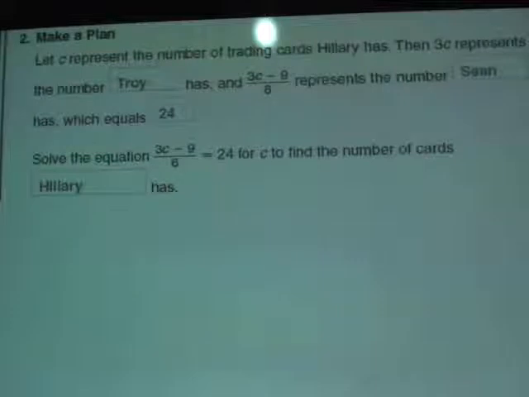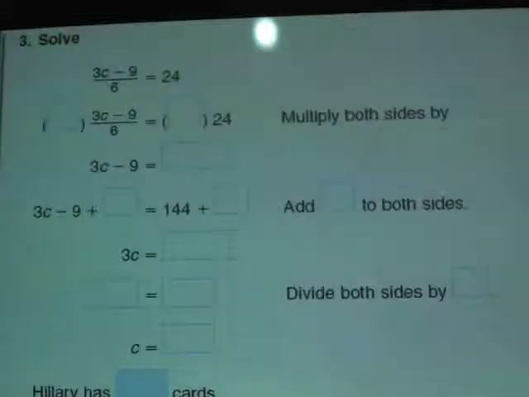We're going to let C represent the number of trading cards Hillary has. We could have used any variable. So Troy, having 3 times as many, is 3 times C. And since we were told for Sean that subtracting 9 and dividing by 6 is equivalent to how many he has, which is 24, we took that 3C minus 9 and divided by 6, and we're going to set that equal to 24. And that's going to give us how many cards C that Hillary has. So it's a matter of solving this equation here.